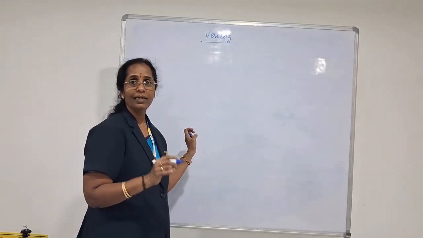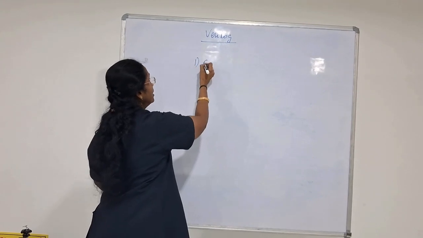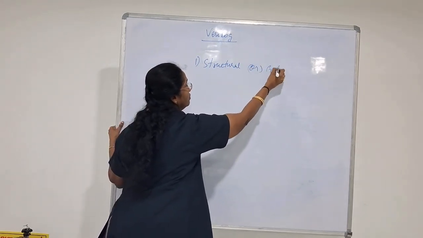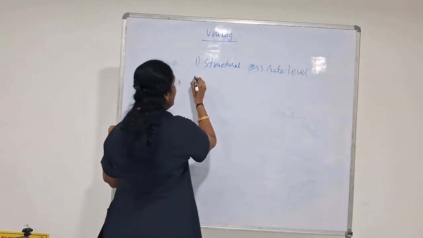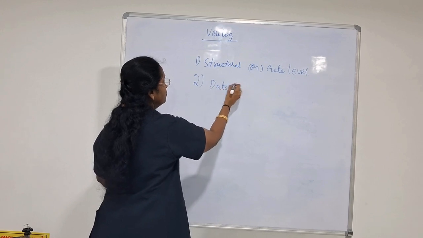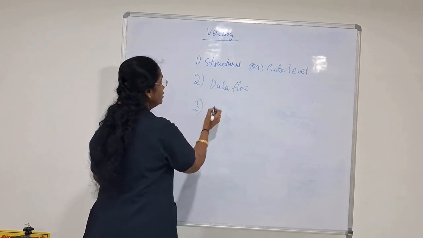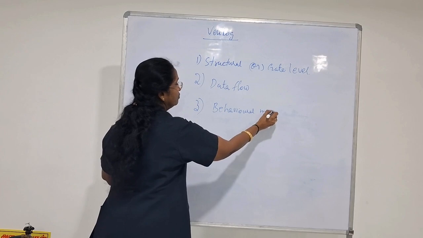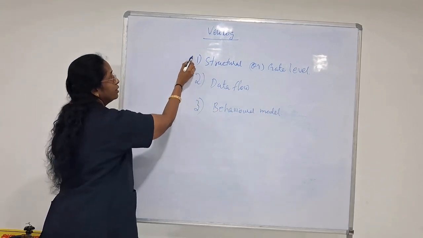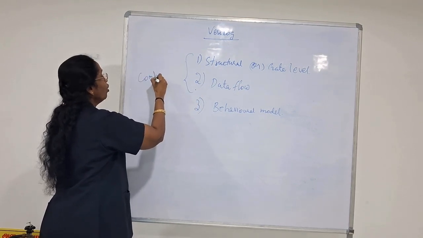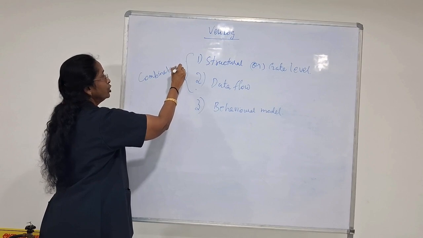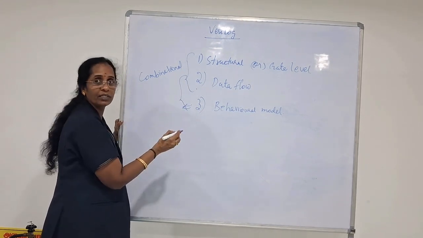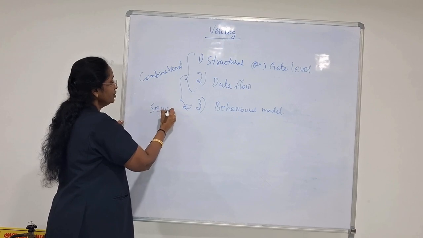This Verilog coding can be written in three different ways. One is structural or gate level model. Another one is data flow modeling. And the third one is behavioral modeling. The structural and the data flow models are used to describe the combinational circuits, whereas the behavioral model and the data flow model, these two are together used to describe our sequential circuits.